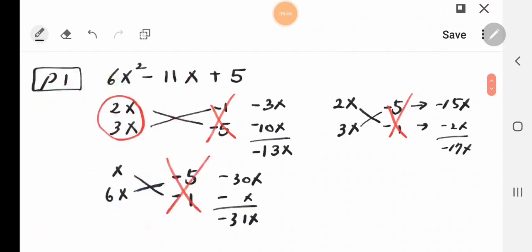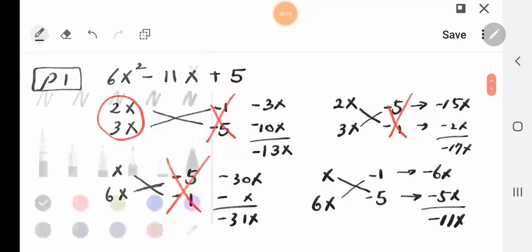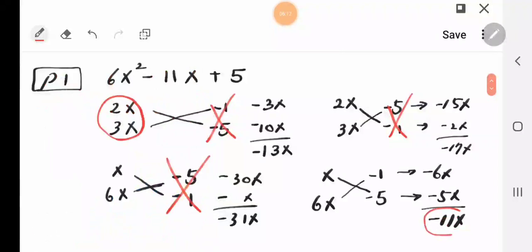So finally we can try this. x times 6x, and then 1 times 5, both negative, so that the product is positive and the sum will be negative. Then this will be negative 6x. This is negative 5x. The sum is negative 11x. Bingo, we found a match.